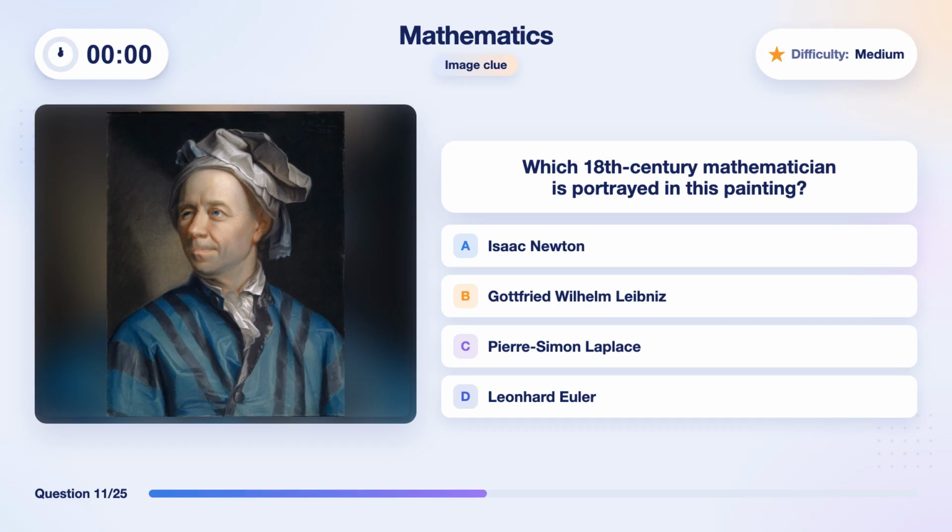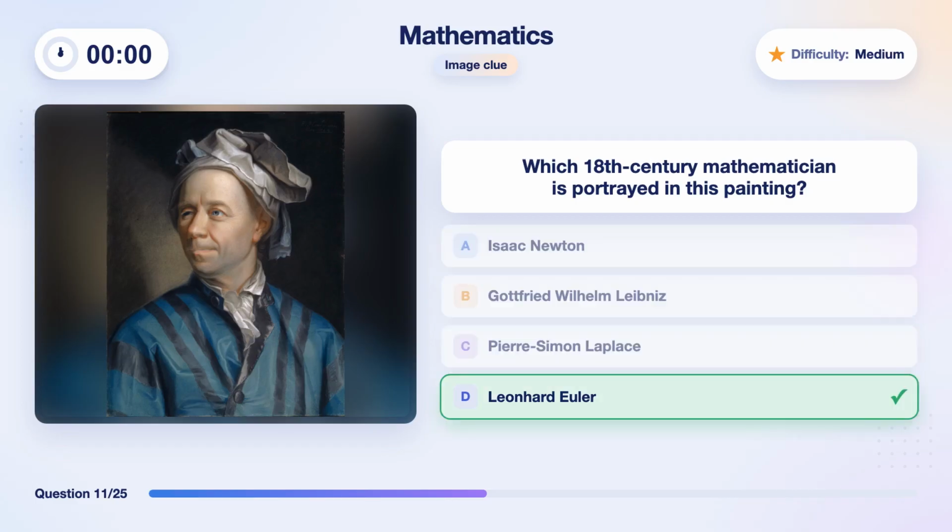Cards on the table. The answer? That's Leonhard Euler. The painting is Jakob Emanuel Handmann's 1753 portrait of Leonhard Euler, 1707 to 1783, the Swiss mathematician who introduced much of modern mathematical notation, including f of x, e, i, and sigma, and made foundational contributions to analysis, number theory, graph theory, and mechanics.